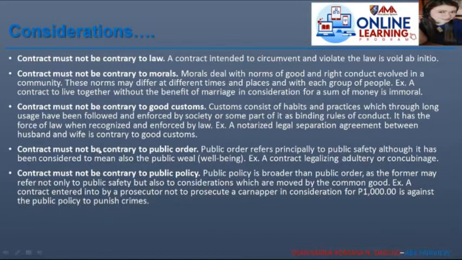So annulment, class, is a remedy, tawag natin remedy. Anong pwedeng gawin para maitama yung contract? So annulment is a remedy.